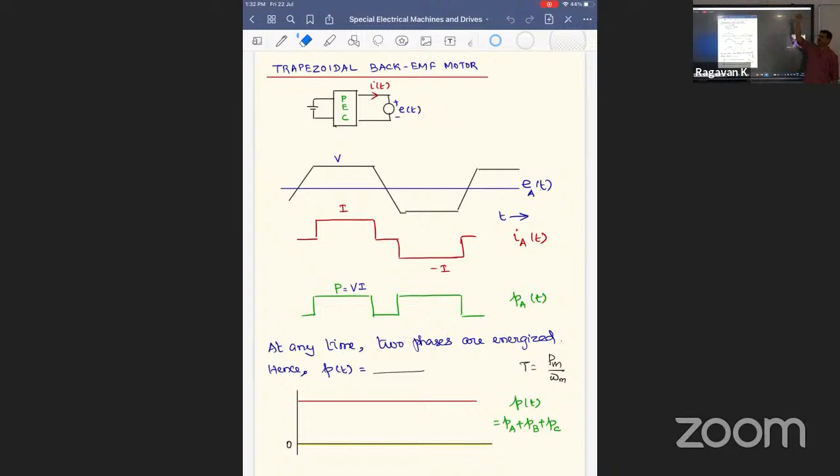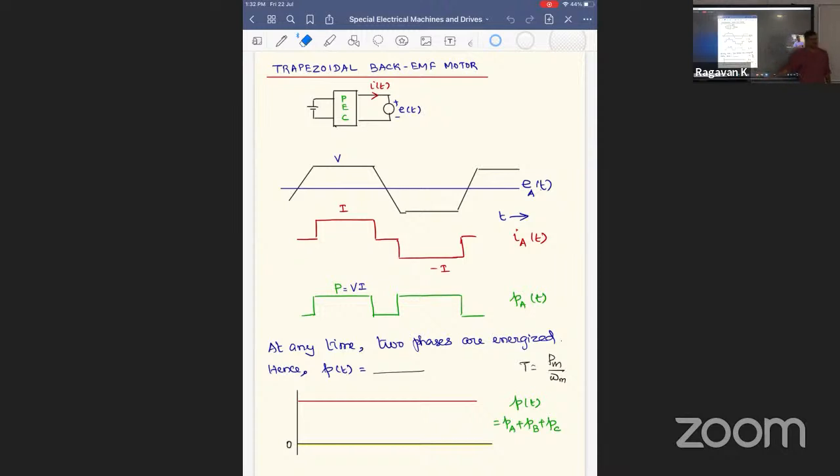If the current flows in one phase, then the current has to flow in another phase also, so that the path is completed. That means at any time a minimum of two windings need to be energized. Current cannot flow in just one phase, because then it's open. So at any time two windings are energized. The power waveform corresponding to another phase is shifted in time, and if you add that, it's going to be constant with time.